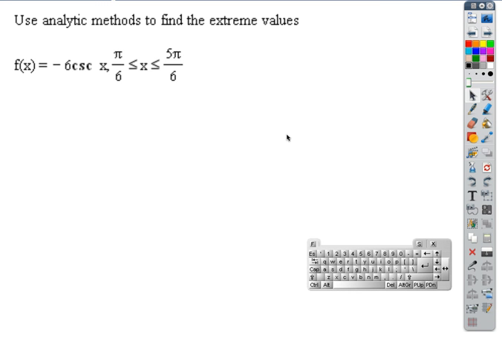It could occur at a critical number, or it could occur at an endpoint. So we need to know where the critical numbers are, and just compare the value of the function at the critical numbers to the value of the function at the endpoints, right? That's our strategy. So what's the derivative of negative 6 cosecant x? 6 cosecant x. Whoops. Cosecant x.